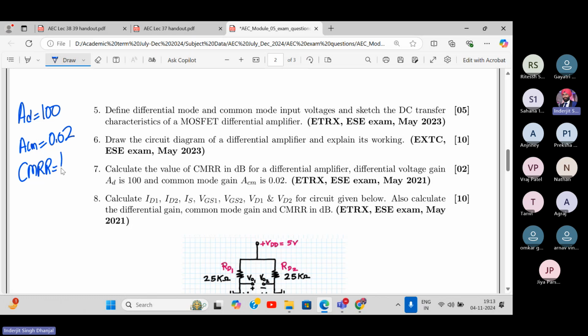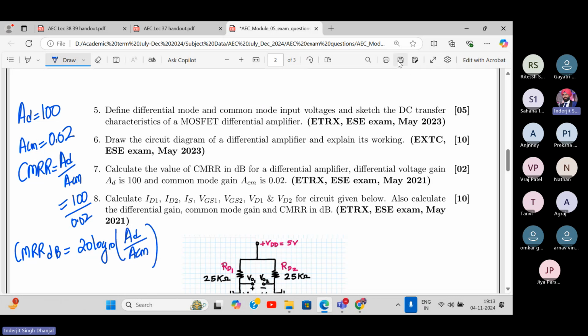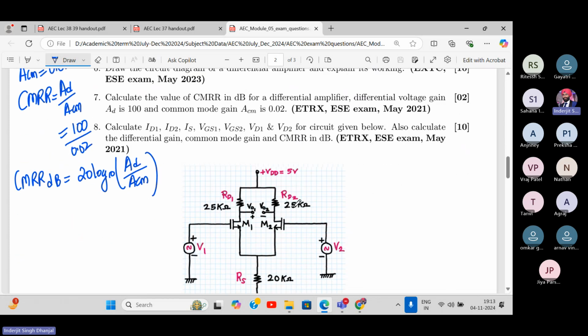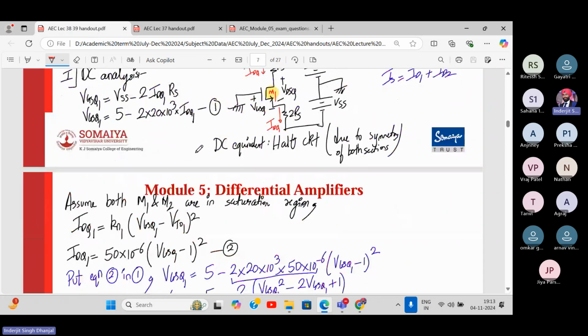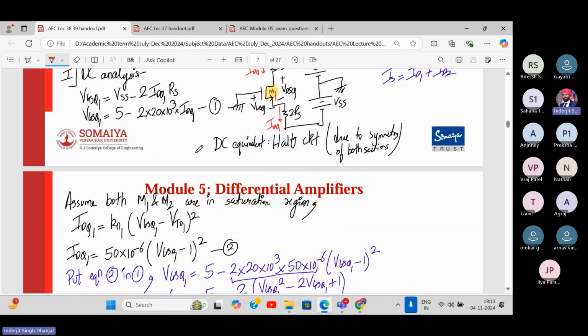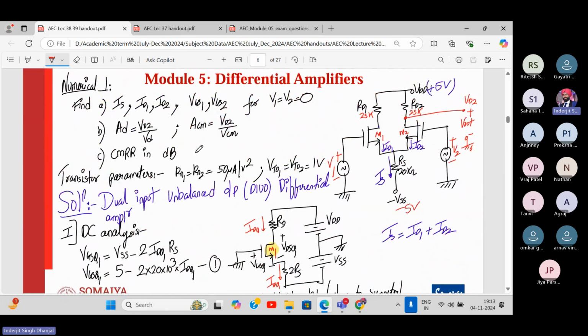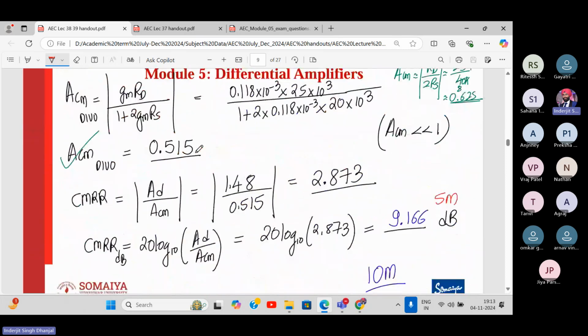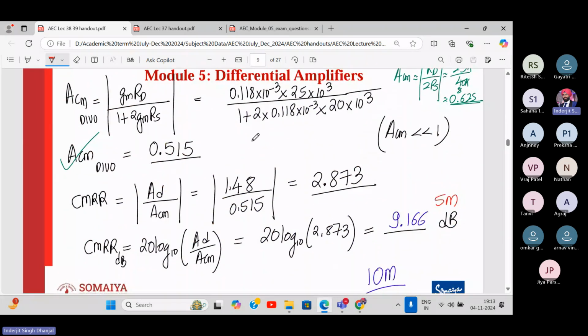But first of all, CMRR will be AD upon ACM. It will be 100 upon 0.02. Very simple, right? Yes or no? So this you can solve it easily. CMRR in dB will be 20 log to the base 10 of AD upon ACM. So such simple questions are also sometimes asked in the exam. Okay. So please solve further questions from it. All right. Everyone comfortable with numerical number one? If you have any doubts, you can ask right now. But practice numericals with different values in exam.